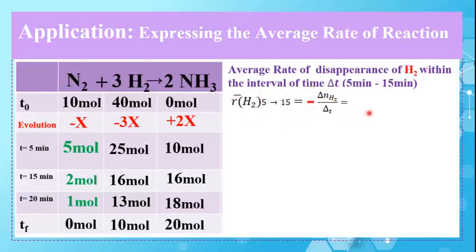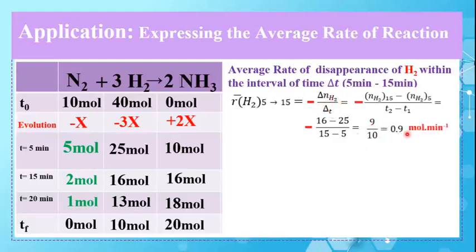Okay, so it's equal to minus the number of moles of H2 at t equal 15, which is equal to 16, minus the number of moles of H2 at t equal 5, which is 25, over t2 minus t1. As we've said, 16 minus 25 over 15 minus 5. 16 minus 25 gives a negative value, minus 9. And with the minus here, we will get 9 over 10 equals 0.9. Don't forget the unit is the unit of n over the unit of t, so it is mol minute minus 1.